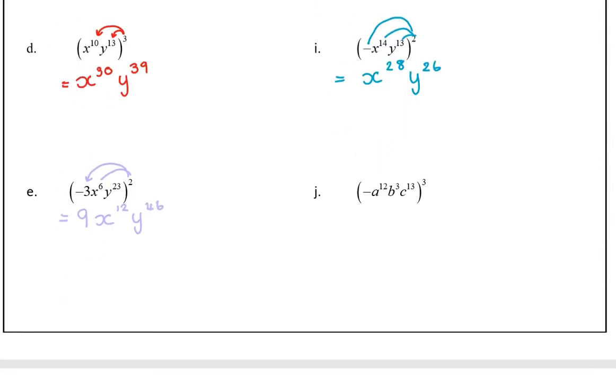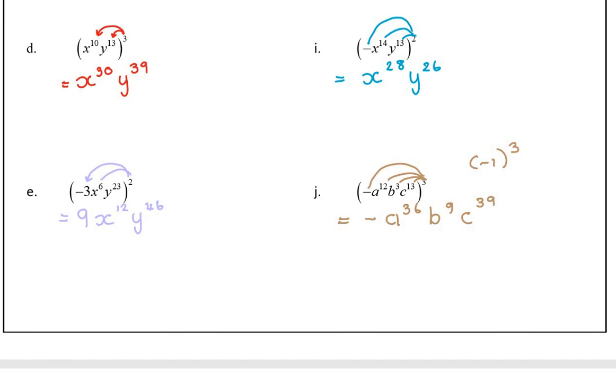Okay, last one. Negative 1 cubed technically is negative times negative times negative, which is negative 1. I don't have to write the 1, I can. 12 times 3 is 36. 3 times 3 is 9, and 13 times 3 is 39.